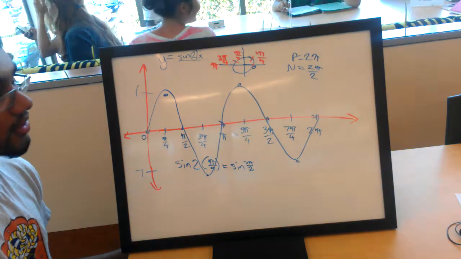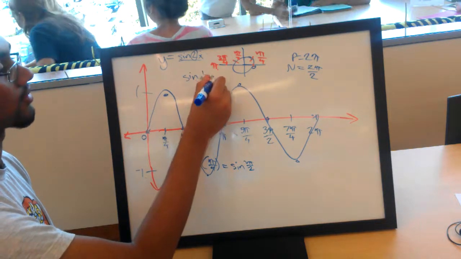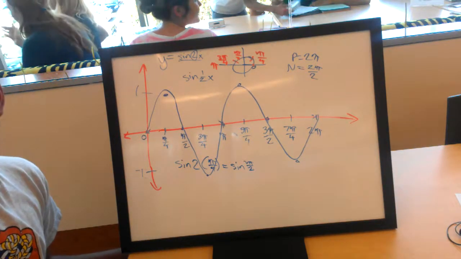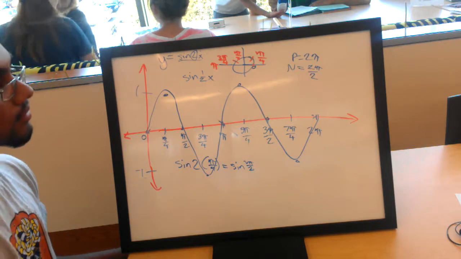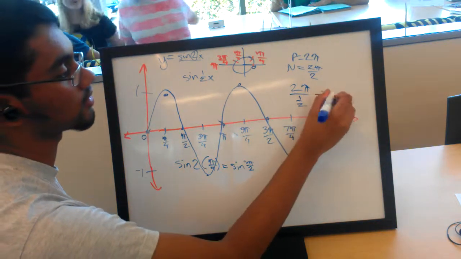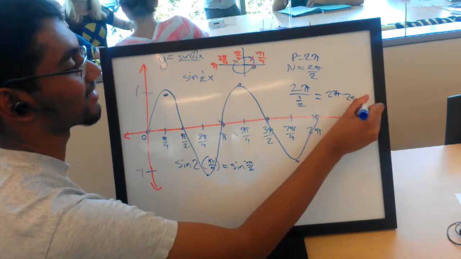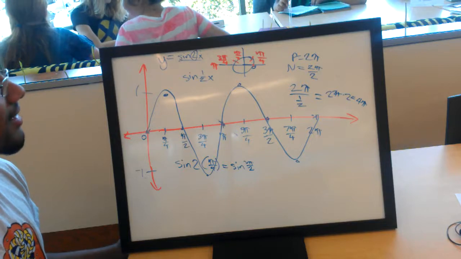Now can anyone tell me what the period would be if instead of sine 2x we had sine 1 over x, or sine half x? Yeah, now the period would be 2 pi divided by 1 half, which is 2 pi times 2, which is 4 pi.